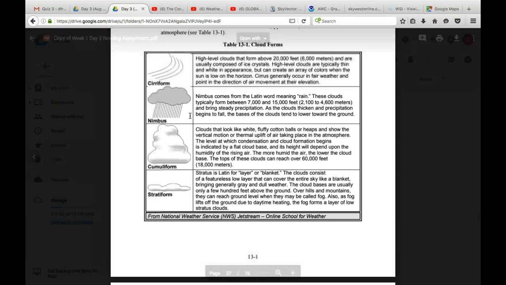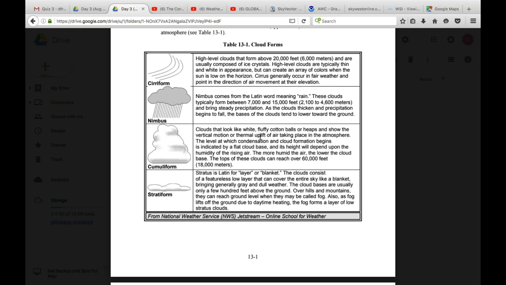Nimbus clouds are typically our rain clouds. These clouds typically form between 7,000 and 15,000 feet and bring steady precipitation. As the clouds thicken and precipitation begins to fall, the base of the clouds tends to lower toward the ground.